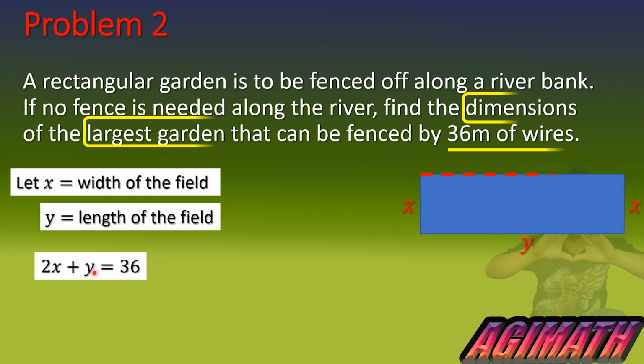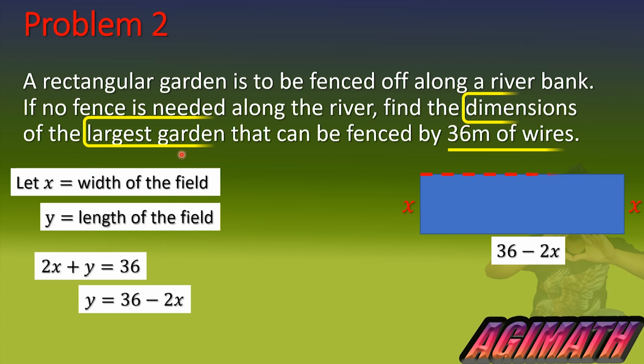Now solving for y in terms of x. So what we're going to do is to transpose 2x to the other side, and we will have y equals 36 minus 2x. This time, y is already in terms of x. So instead of y, we can change that by 36 minus 2x. So this time, we already have a representation for the width and the length. So we can proceed with what is asked in the problem.